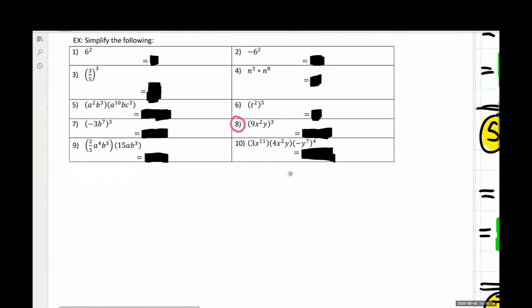Now we went through 1 through 7 yesterday, so we're going to pick back up on 8. We'll do 9 and we'll do 10, and then we'll jump on to our next section from here.